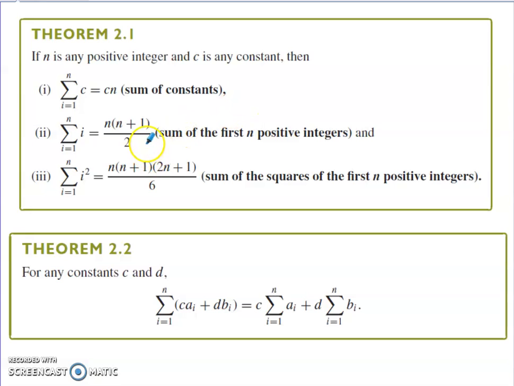I'm not going to necessarily take time to prove numeral 2 or numeral 3 here. You can prove that with a process called mathematical induction. You can probably seek out other videos on those. We'll just go ahead and check out what these next two formulas are saying.